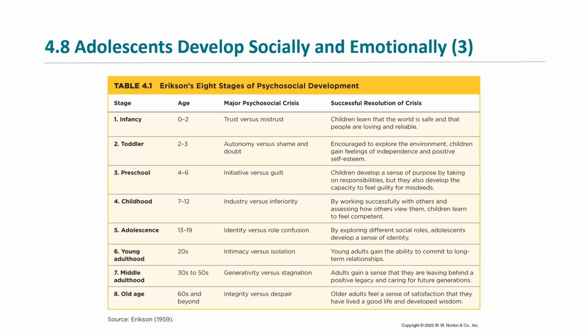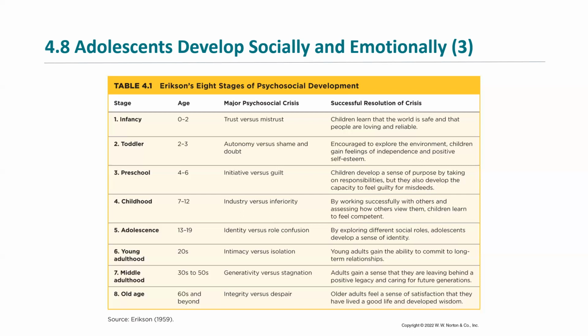Childhood, 7 to 12, these are the elementary school years. You develop a sense of industry, hopefully, versus inferiority. Industry means a sense of competence or confidence. You feel like, I'm good at certain things that are useful in this world or in this society. If you don't feel like you're good at anything, you might develop an inferiority complex.